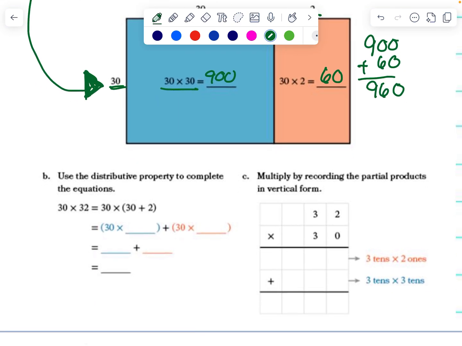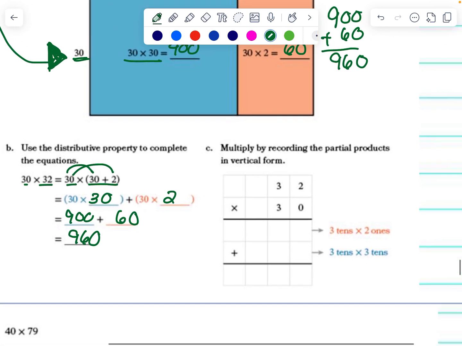Using the distributive property, 30 times 32 is the same thing as 30 times 30 plus 2. That's decomposed. Then distribute the 30 to each factor. 30 times 30 and 30 times 2. 30 times 30 is 900. 30 times 2 is 60. Add the 2 together, we get 960.